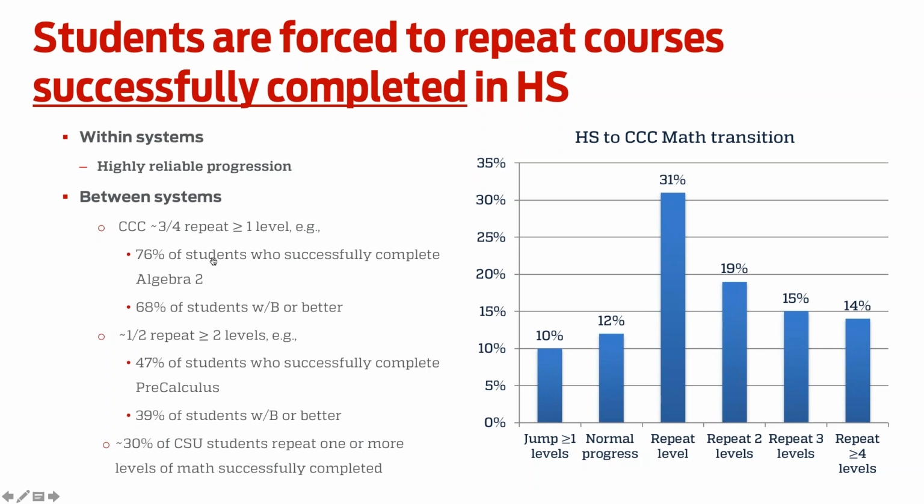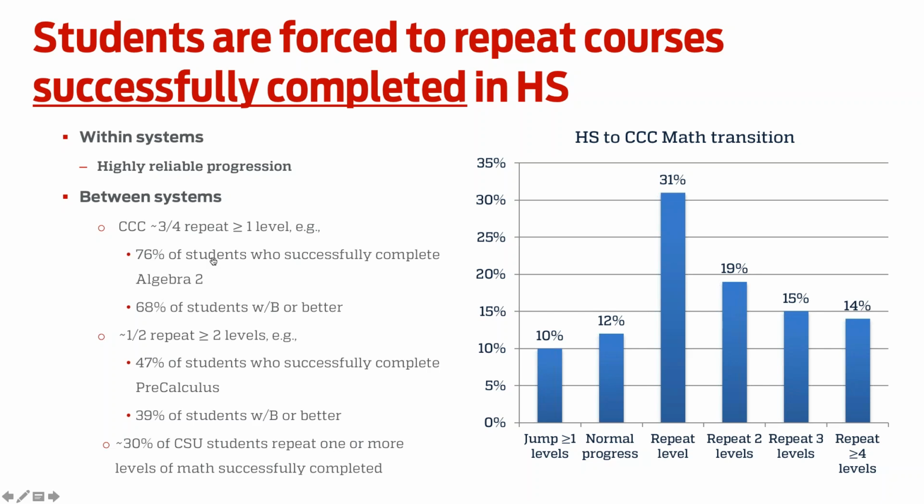In the California community colleges, 3/4 of students will repeat one or more levels of courses that they took in mathematics. 76% of students who successfully complete Algebra 2 have to take Algebra 2 or lower over again. 68% of students who had a B or better in that course start at intermediate algebra or lower. Of students who started in pre-calculus, half of them are going to start at intermediate algebra or lower, and about 40% of the students who had a B in pre-calculus in high school will start at intermediate algebra or lower.